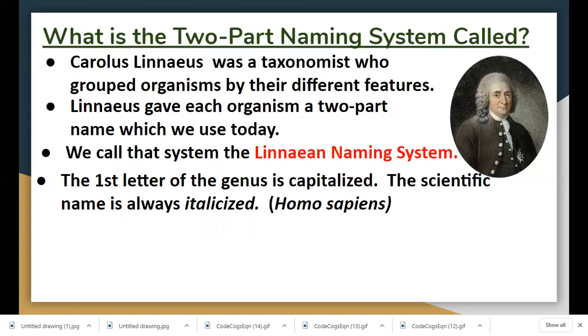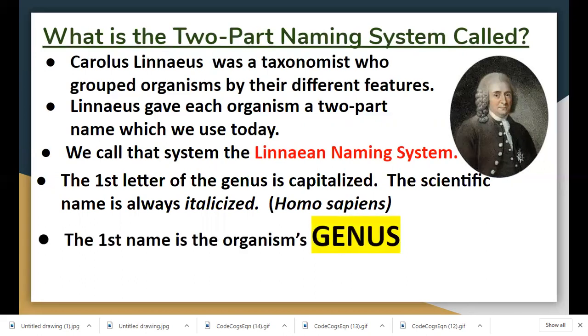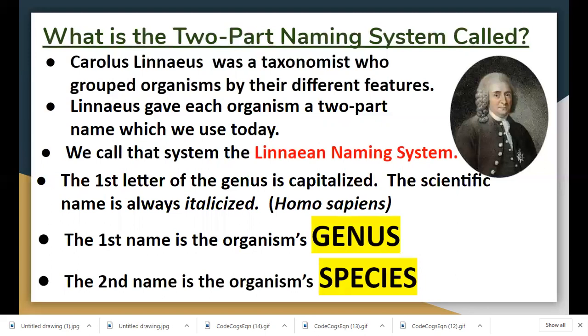And then that 4th point that was already there, the first letter of the genus is capitalized. The scientific name is always italicized. So Homo is the genus, sapiens is the species. So the first name is the organism's genus, Homo, and species is the second name, sapiens. Okay, so you always get the genus, you always get the species. The first name is capitalized by the first letter. The second name is not capitalized, and the whole thing is italicized. That's how scientific names are written.